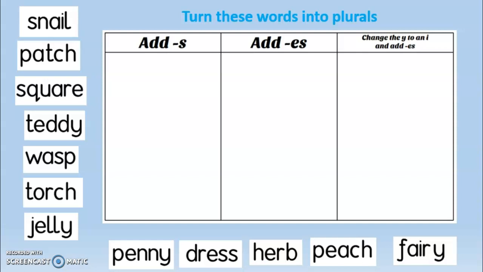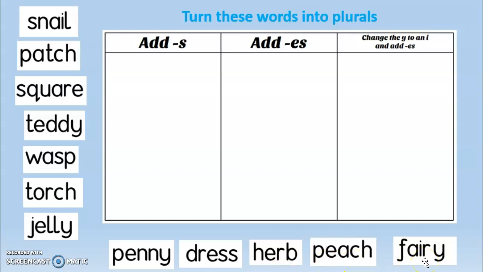You're going to do some word sorting. So what I'd like you to do is to split your page into 3, and I'd like you to put these headings: add S, add ES, or change the Y to an I and add ES. And you will see that there are some words around here. So you've got snail, patch, square, teddy, wasp, torch, jelly, penny, dress, herb, peach, berry.